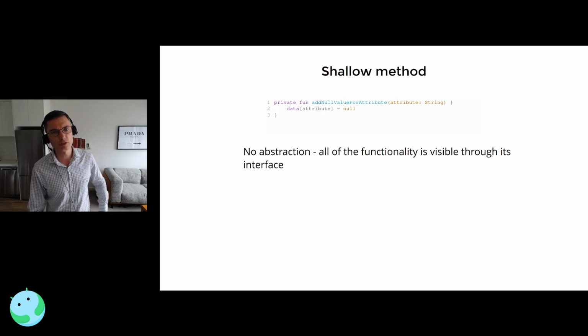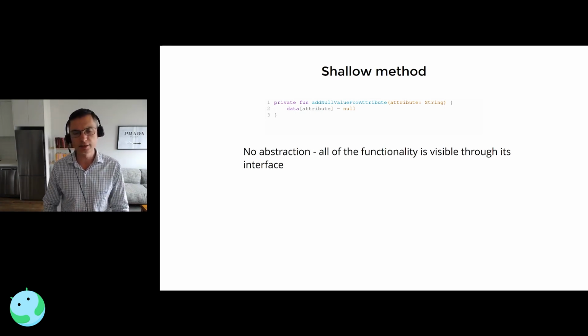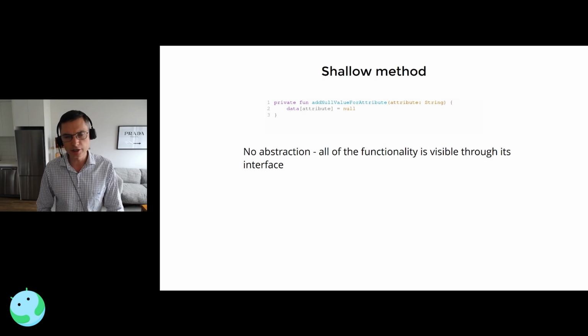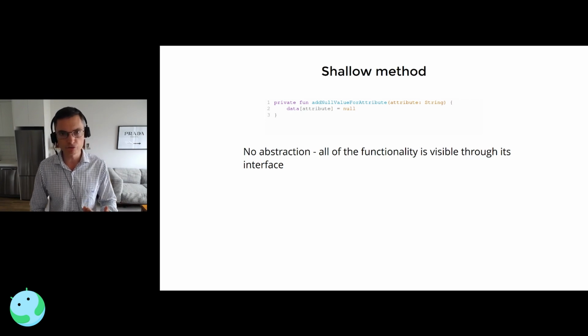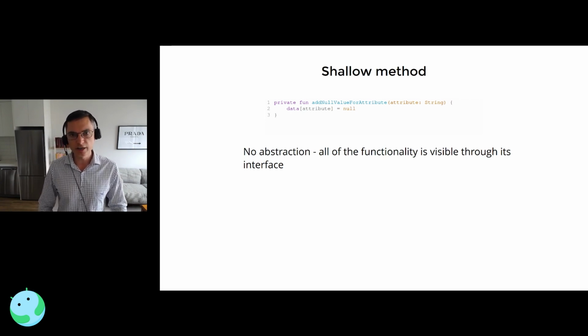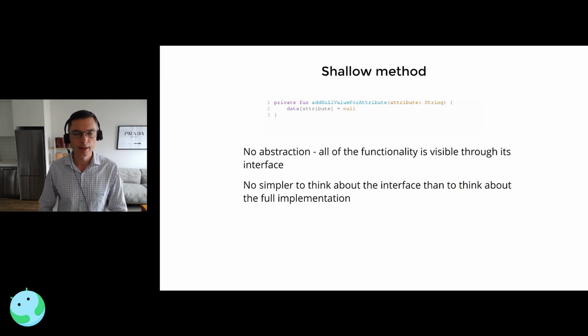So what's the problem with functions like this? Well, there's no abstraction. That function isn't actually hiding anything from me. Everything that function does is visible through the interface, or visible just through the name of the function. And it's no simpler to think about the interface than to think about the full implementation. So it's no simpler to think about calling add null value for attribute than directly manipulating the data property you see there.